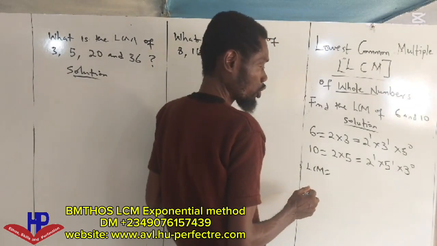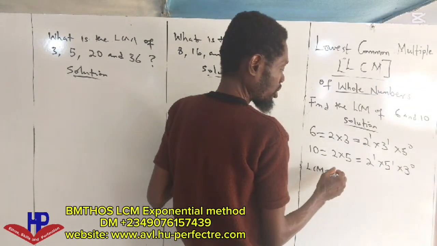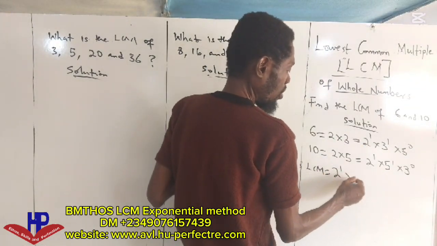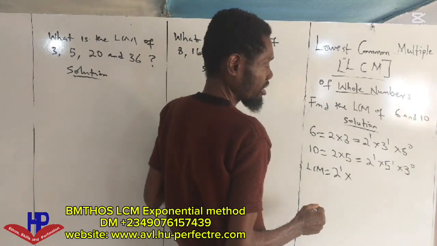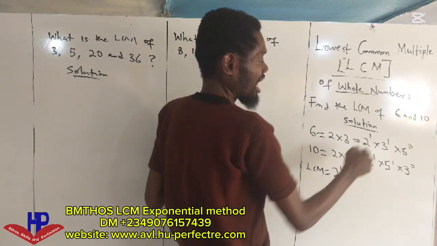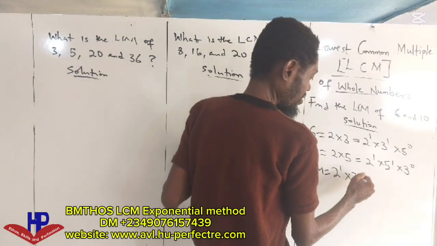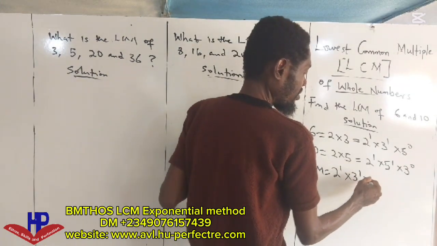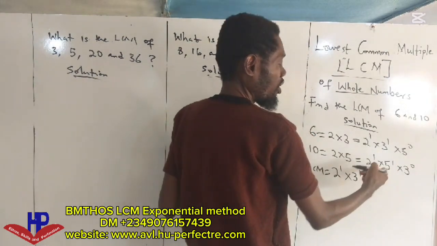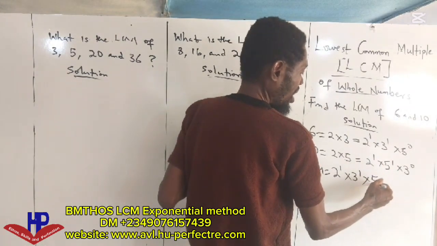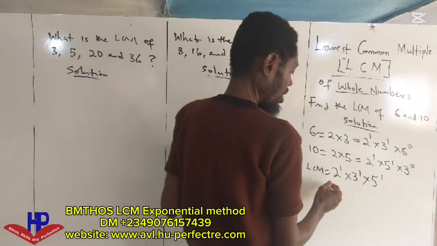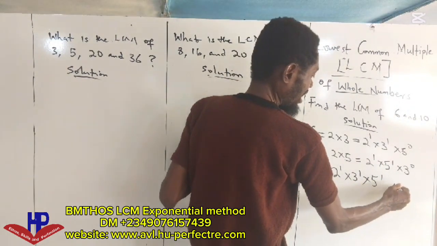In the family of 2, they both have the same power, so I'll just pick one, 2 raised to the power 1. In the family of 3, one has power 1 and one has power 0, so I'll pick the one with power 1, that is the highest. In the family of 5, one has power 0 and one has power 1, I'll pick the one with power 1. So our LCM will be, this is the exponential answer.